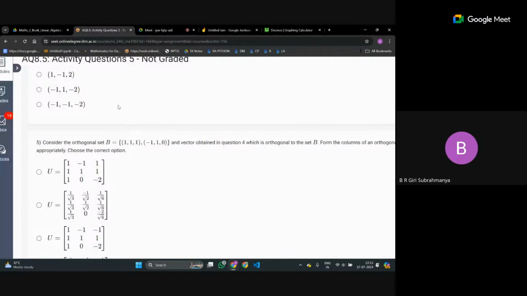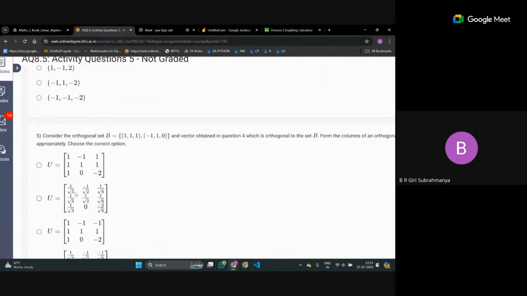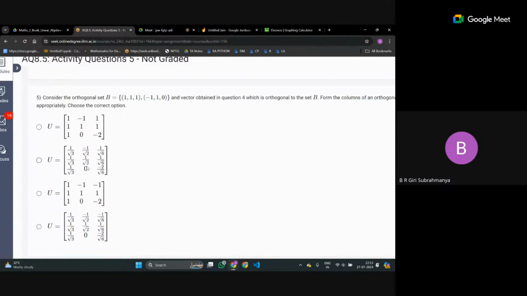What we have to do is take these vectors in this order: first vector, second vector, third vector. You have to find the unit vector for these three. Take their length and divide by their length, and you will get the unit vectors. I hope everybody knows that. Once you get the unit vectors, put them here as the column vectors, and see which is correct.